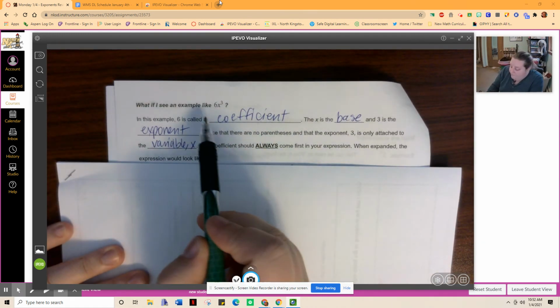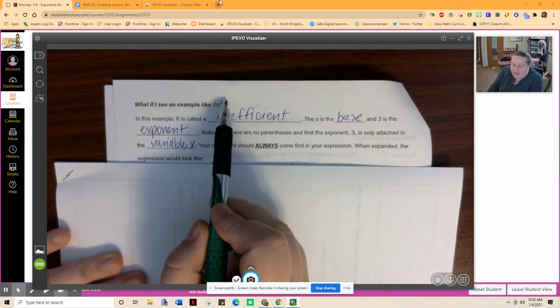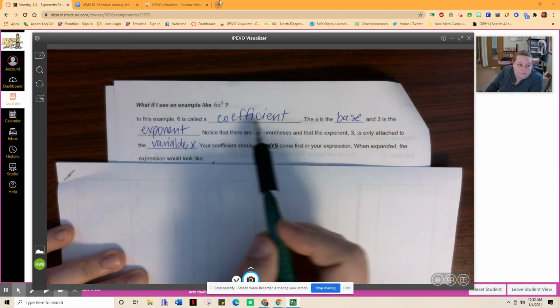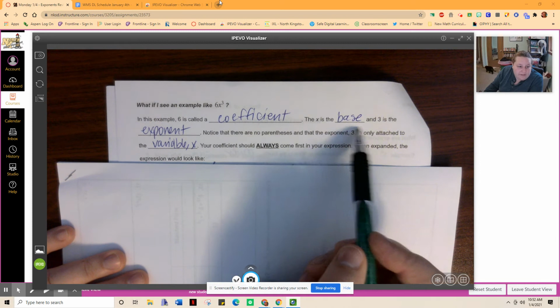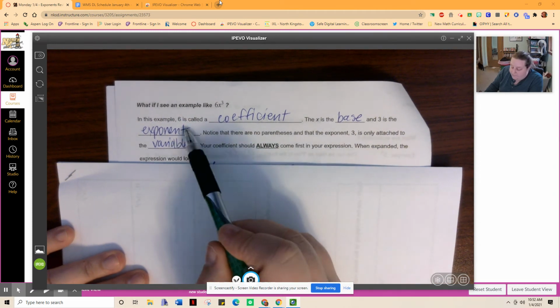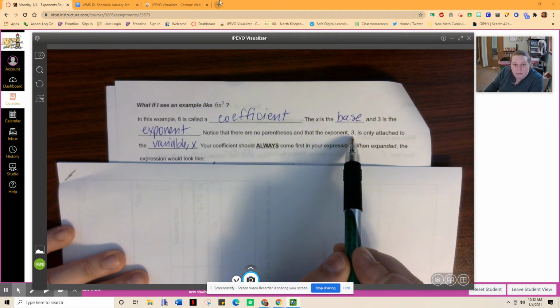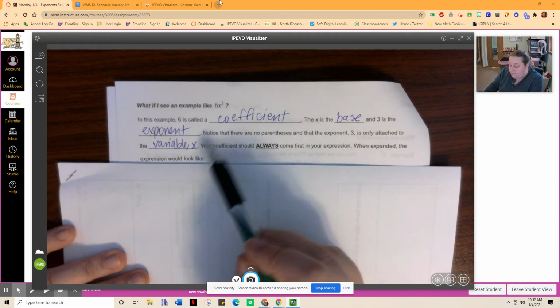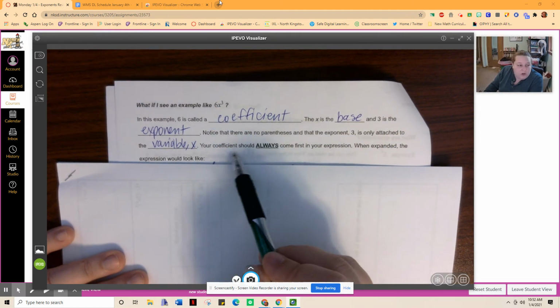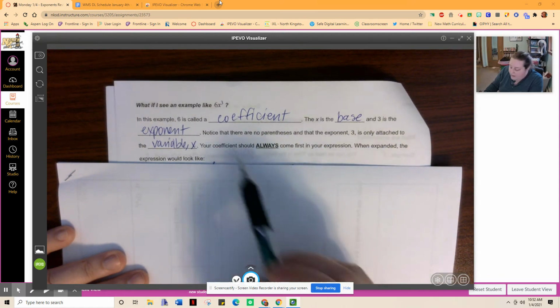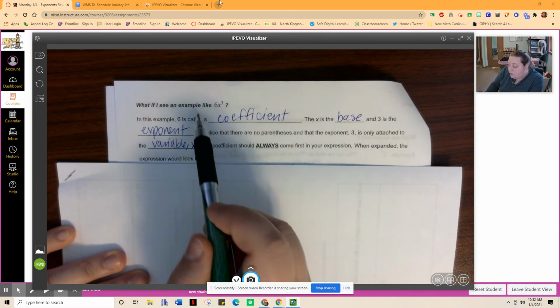All right, so if I see an example like 6x^3, in this example, 6 is the coefficient, the x is the base, and 3 is the exponent. Notice that there are no parentheses and that the exponent 3 is only attached to the variable x. Your coefficient should always come first in your expression, and when expanded, this is what it would look like.